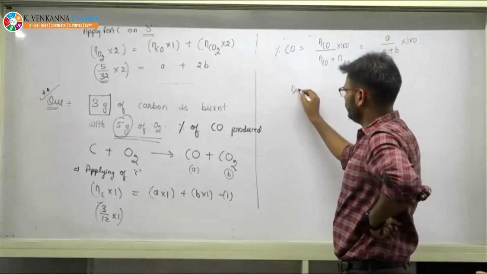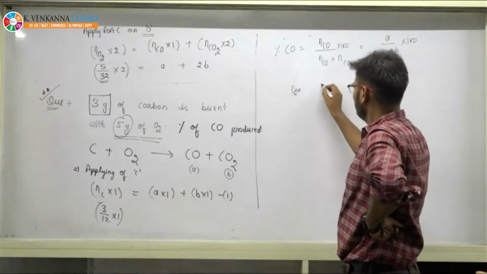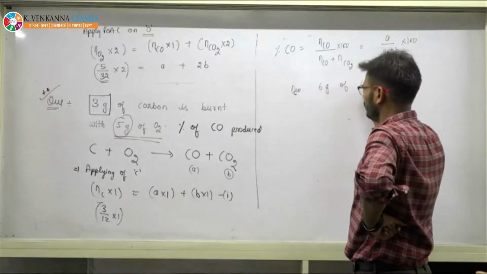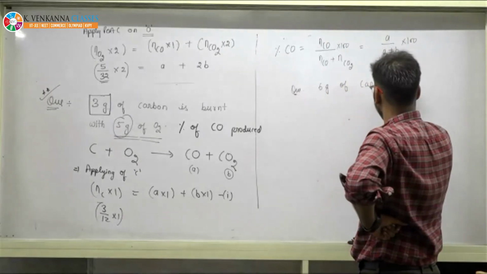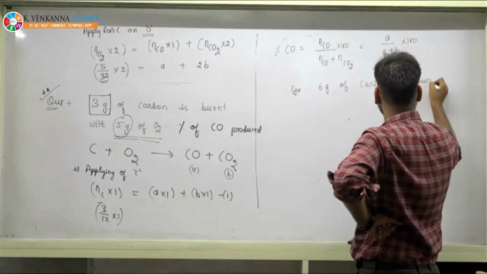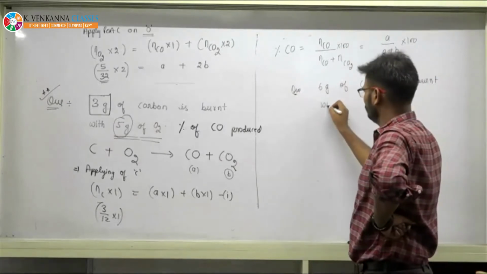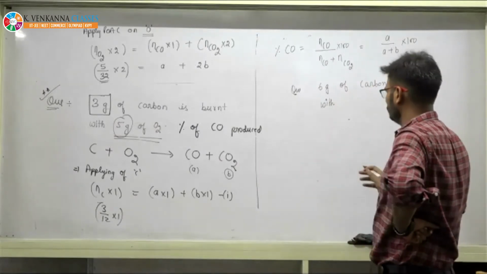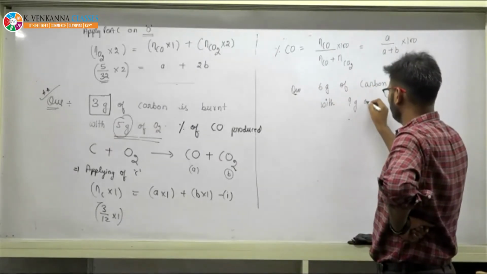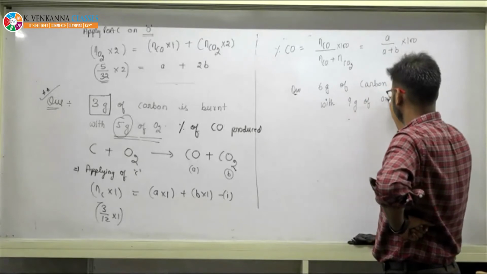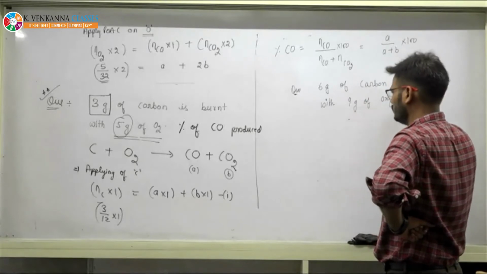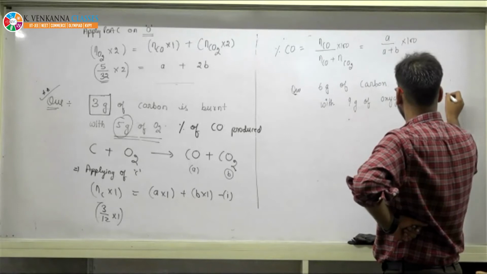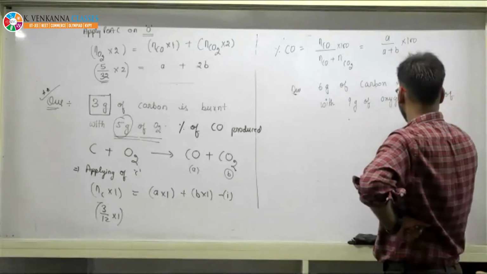Now I am saying 6 gram of carbon is burned with 9 gram of oxygen. Calculate percentage of CO2 formed.